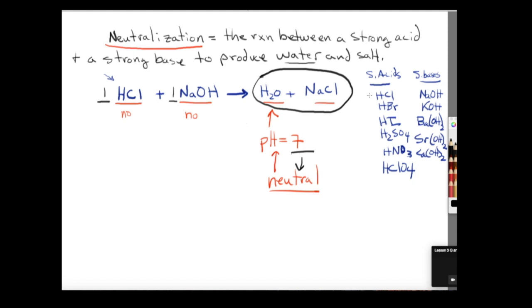And any of these strong acids, when they're combined with a strong base, are going to do the same thing. They're going to produce water and salt, so that the only thing in the collection flask that has any ability to be acidic or basic is water, and literally water is in the middle of that, right? It's neutral. It's neither basic nor acidic.